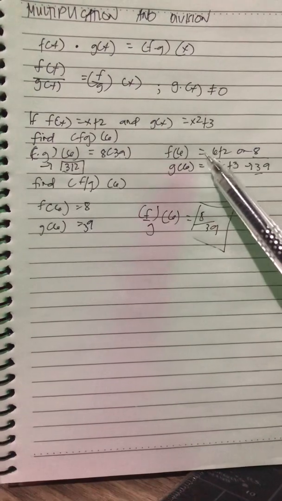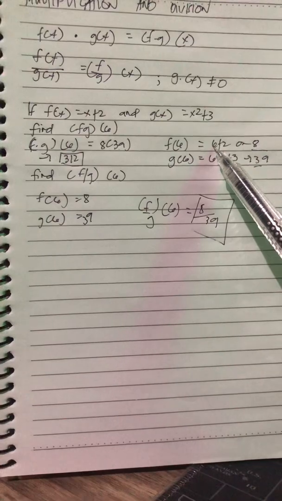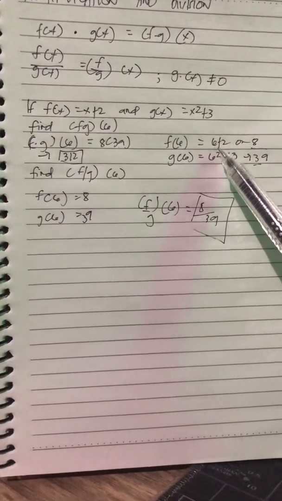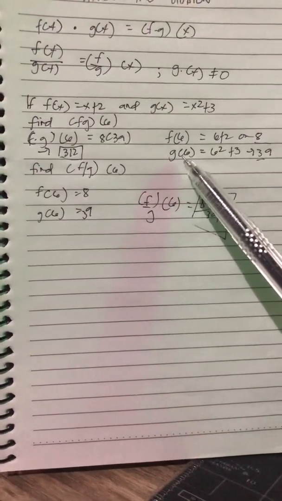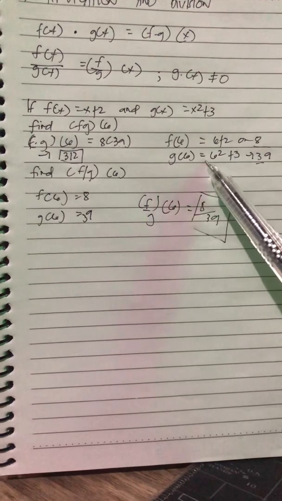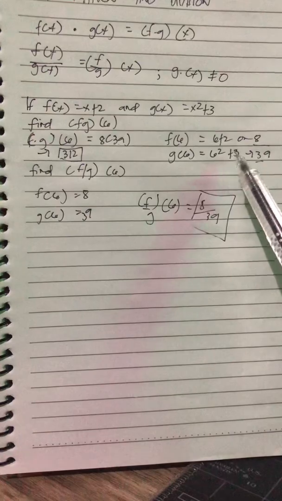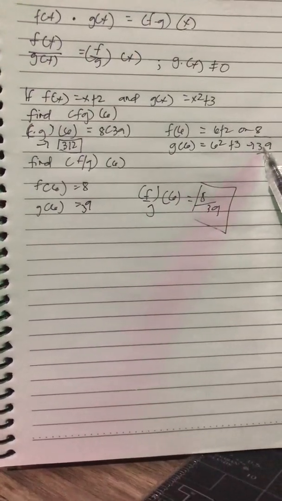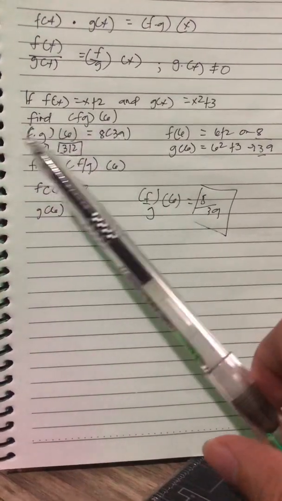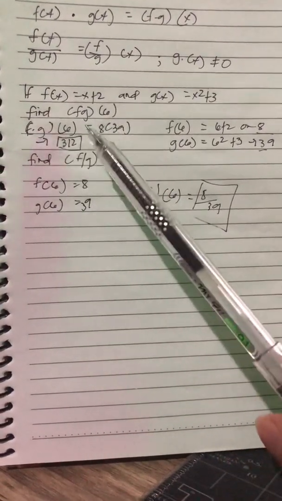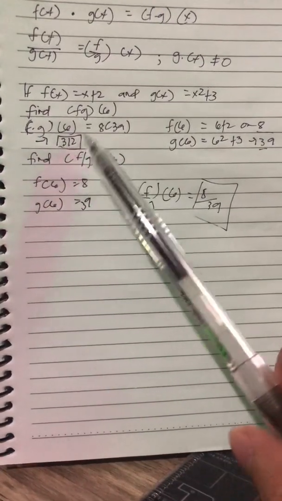So here f of 6 is equal to, I substitute the f function here, 6 plus 2 or 8, and g of 6, I substitute the g function, 6 squared plus 3. It will become 39. And find fg of 6. So f times g of 6 is equal to 8 times 39, and it will become 312.